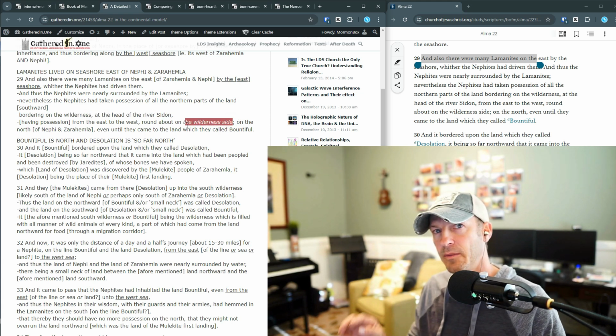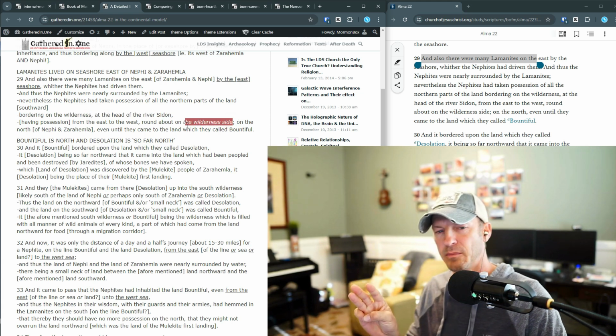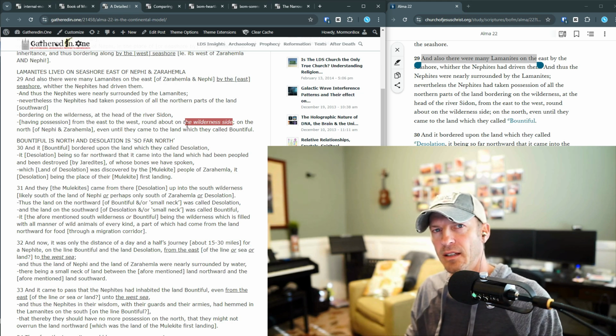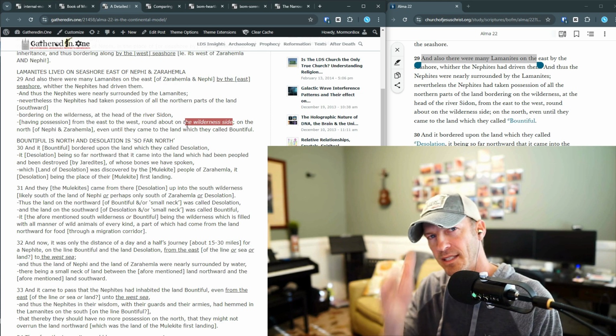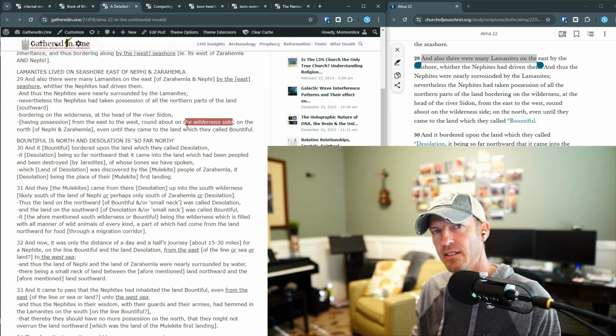Okay, and that's interesting. We see that in 3 other places in the Book of Mormon where it says about the wilderness side, right? Like that is an actual proper term, proper noun, right? So there is a wilderness side of the land, and we'll find out that it is on the west, right? The west side of the land is the wilderness side. So our model needs to have a wilderness side.